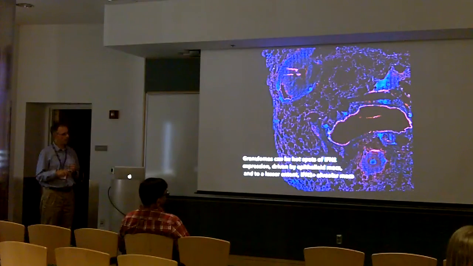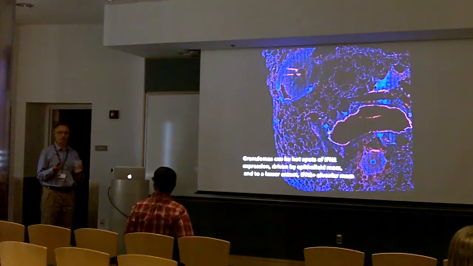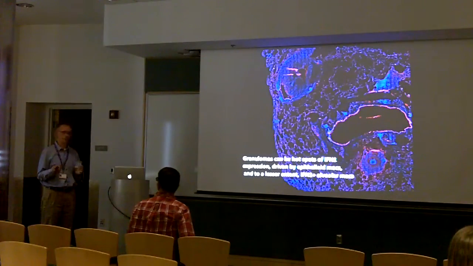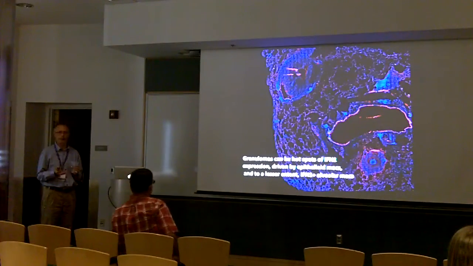And so if you look at the heterogeneity within this piece of tissue, these granulomas are separated by millimeters. This granuloma is clearly a foci of phospho IRF3, probably a focus for interferon alpha expression, and these other granulomas are variable in terms of what they're doing.